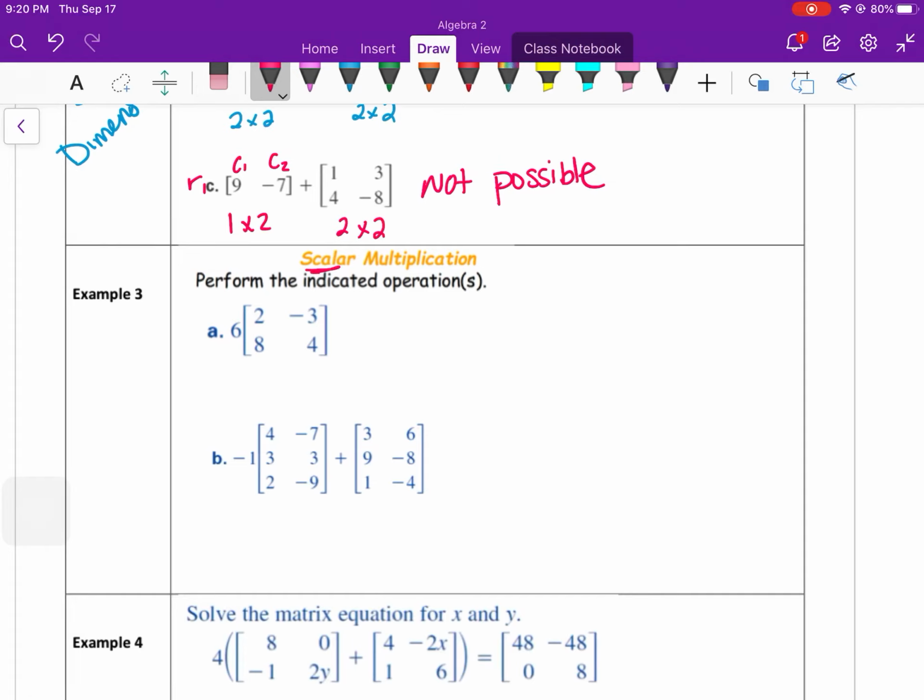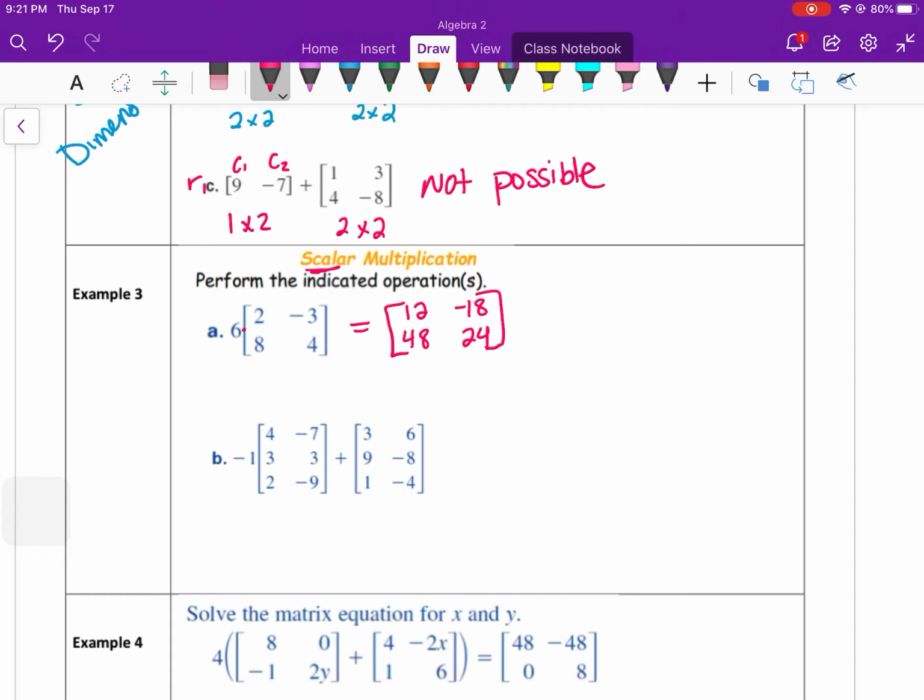Scalar multiplication is like a number outside of the matrix, like 6 times this matrix here in A. And scalar multiplication kind of follows the distributive property. Basically, if you have a number being multiplied by a matrix, you need to distribute that 6 to every spot. So 6 times 2 is 12, 6 times -3 is -18, 6 times 8 is 48, 6 times 4, 24.